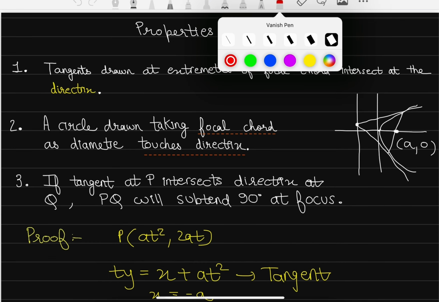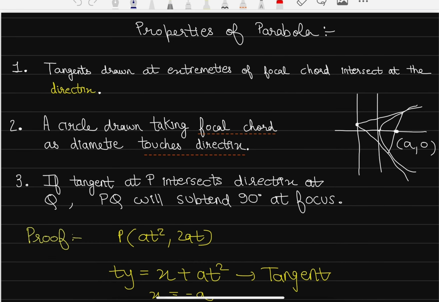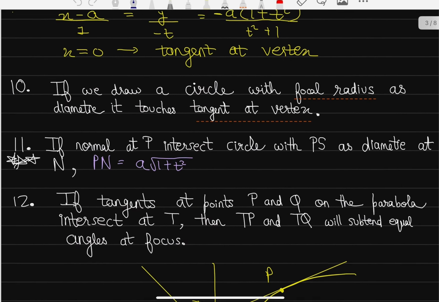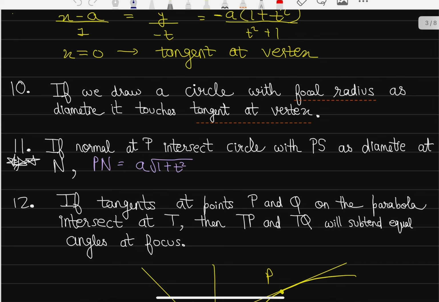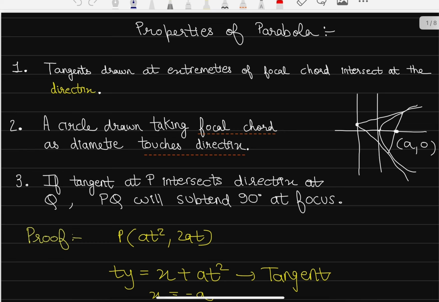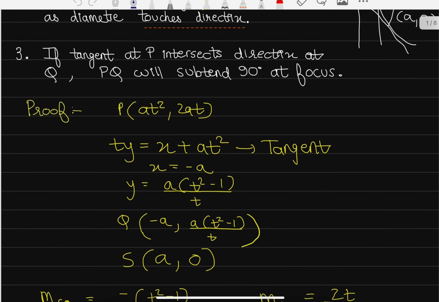Second property, a circle drawn taking focal chord as diameter touches the directrix. This property is not to be confused with this one: if we draw a circle with focal radius as diameter, it touches the tangent at vertex. So focal radius as diameter, it touches the tangent at vertex, and focal chord as diameter, it touches the directrix.